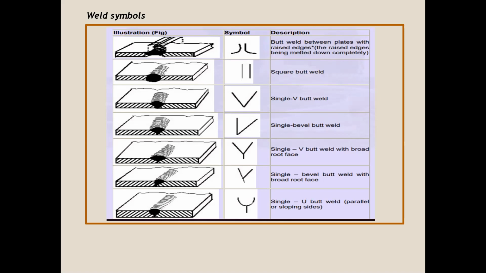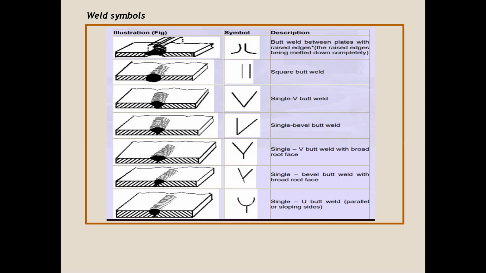The first symbol is the butt weld, the second one is the square butt weld, the third is the single V butt weld, then the single bevel butt weld, and the fifth one is the single V butt weld with root face. Another one is the single bevel butt weld with root face. Another is the single U butt weld, parallel or sloping sides.